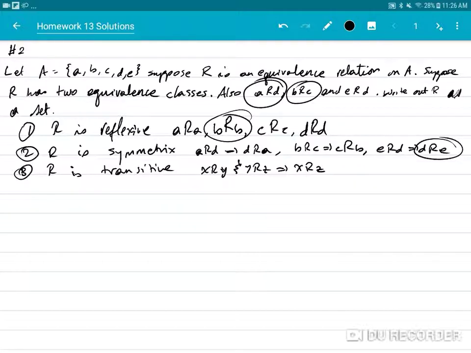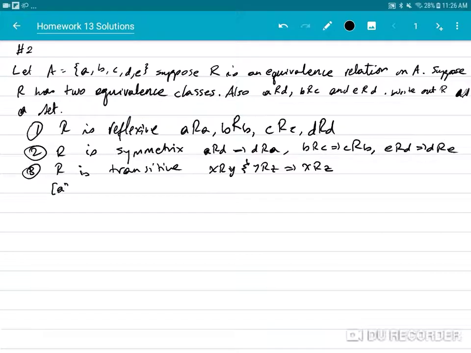I'll erase this and I'll write out the equivalence class of A, for example. We know it has A in it. It has D in it. It has E in it because these are related. And if it had B in it, it would contain C also. If it had B in it, C would be in there also. So we would only have one equivalence class, but we know we have two. So it can't have B in it.